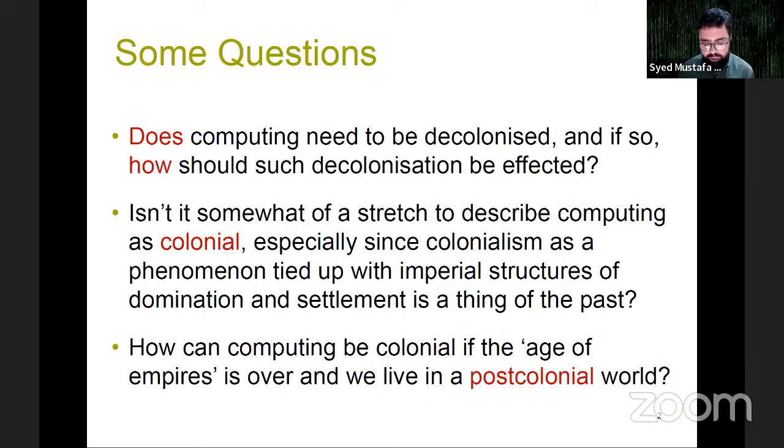Yet the activity of decolonizing computing presumes something else, something prior, viz., that computing is, in some sense, colonial. However, and as our facilitator has previously mentioned, isn't it somewhat of a stretch to describe computing as colonial, especially since colonialism, as a phenomenon tied up with imperial structures of domination and settlement, is a thing of the past? How can computing be colonial if the age of empires is over and we live in a post-colonial world?